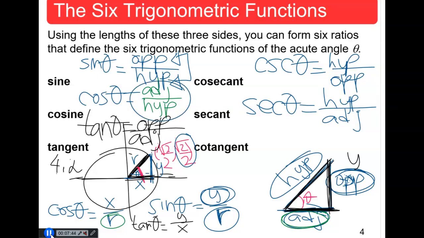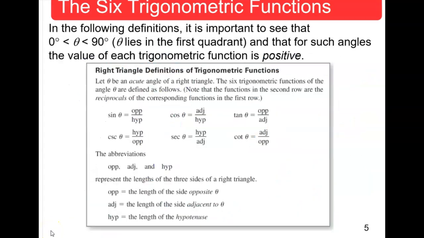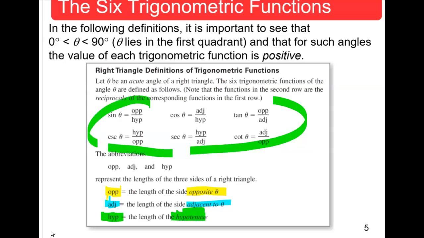And finally, for cotangent, that will be the reciprocal of tangent. So it's going to be adjacent over opposite. Here we have the same ratio. So we have opposite. We're using the abbreviation OPP, and then for adjacent and for hypotenuse. So those are the abbreviations, and we have the exact same ratios that we discussed on the previous slide. So let's get to the examples.